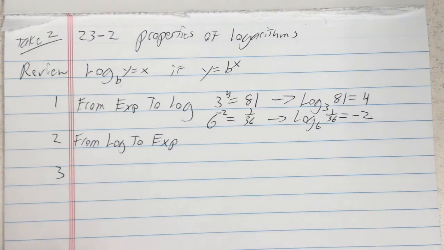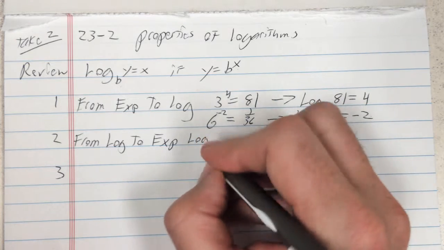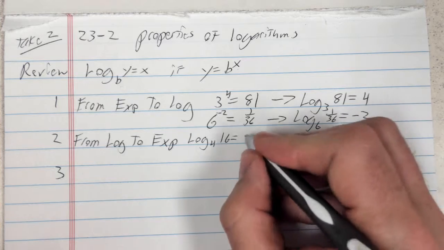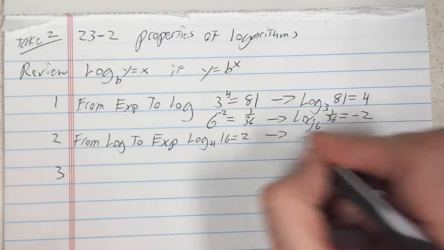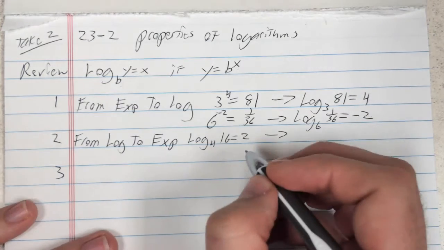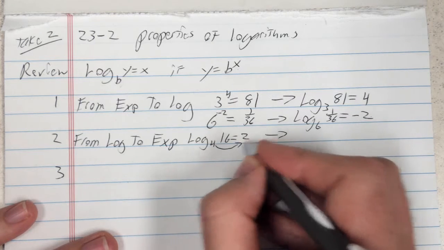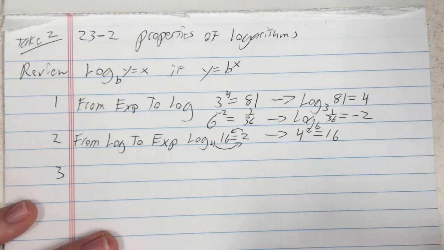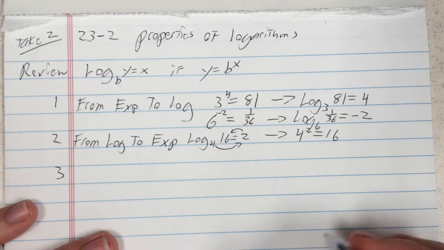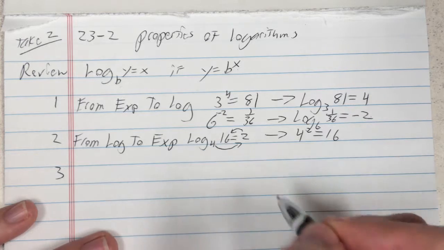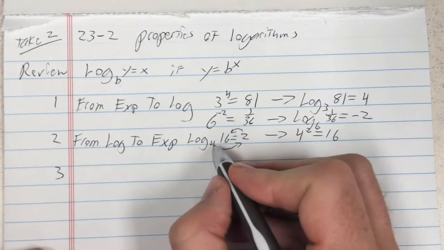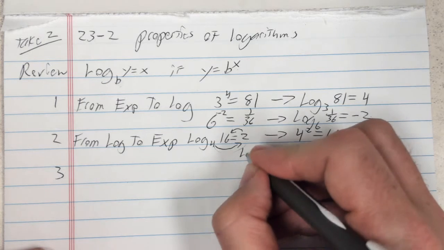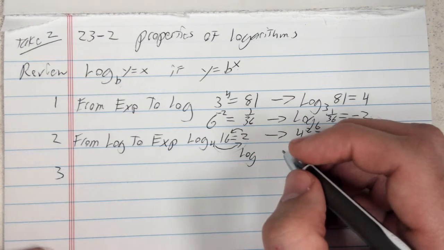Then the next thing is from log to exponential. So if we have the log base 4 of 16 is equal to 2, this is where this little circle really comes in handy. 4 squared is equal to 16. For me, going from a log statement to an exponential statement is the easiest. You just take the base, there, there. Super easy.